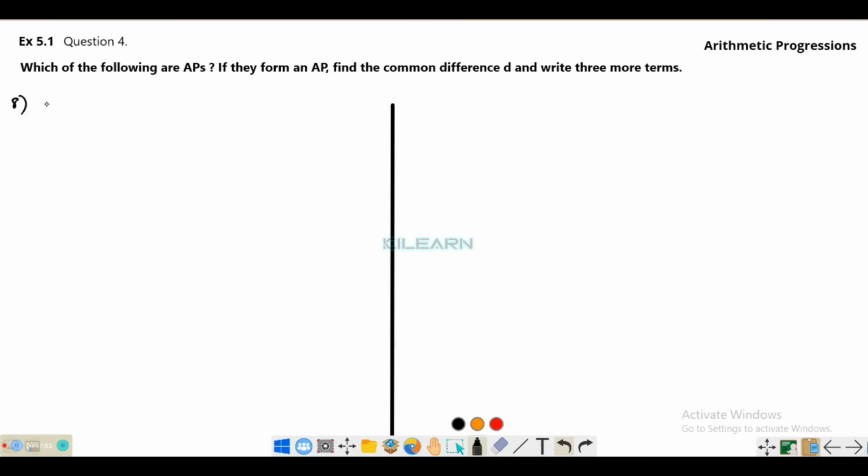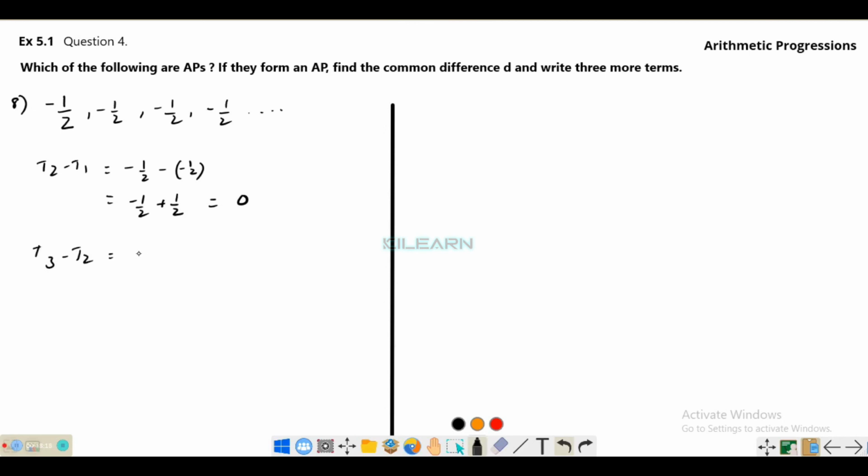Eighth question, minus 1 by 2, comma minus 1 by 2, comma minus 1 by 2, comma minus 1 by 2, dot dot dot. So T2 minus T1 gives us minus 1 by 2 minus of minus 1 by 2. Minus 1 by 2 plus 1 by 2 gives us 0. T3 minus T2, if I do, minus 1 by 2 minus of minus 1 by 2, again gives us minus 1 by 2 plus 1 by 2, that is 0. So if I keep finding the other values also, I get the answer as 0. Therefore D is equal to 0. Therefore it is an AP.